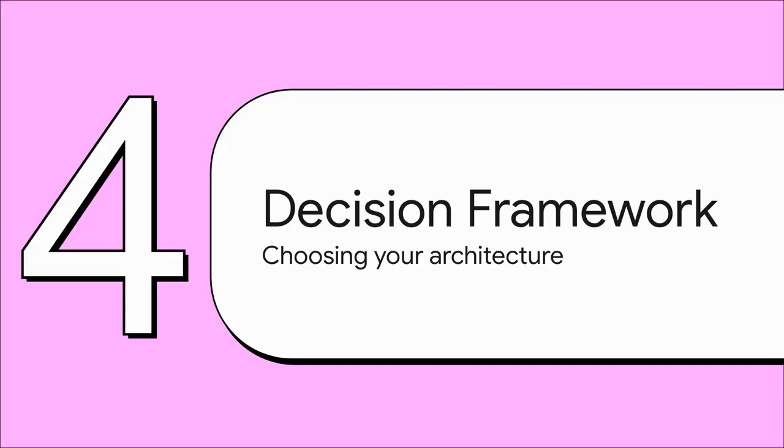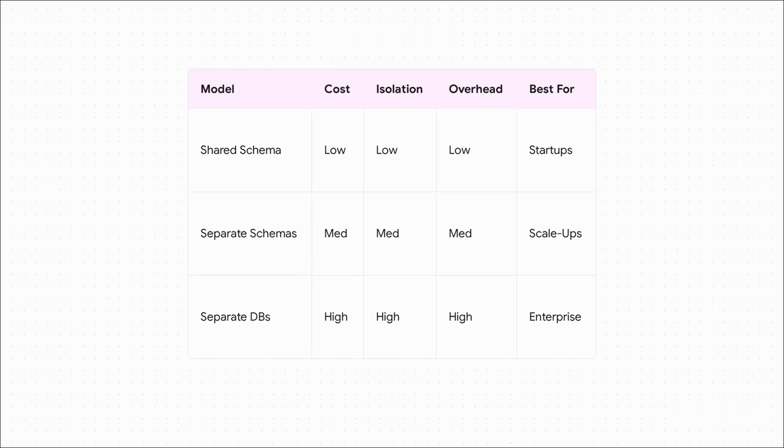Okay, so we followed SaaSworks all the way from their startup days to playing in the big leagues. So how do you make this decision for your own application? Let's try to boil all this down into one single clear framework. This matrix really just lays out the core trade-off, doesn't it? If you look closely, you'll notice a direct relationship. As you move from left to right, from shared schema over to separate databases, the cost, the security isolation, and the operational overhead all go up together.